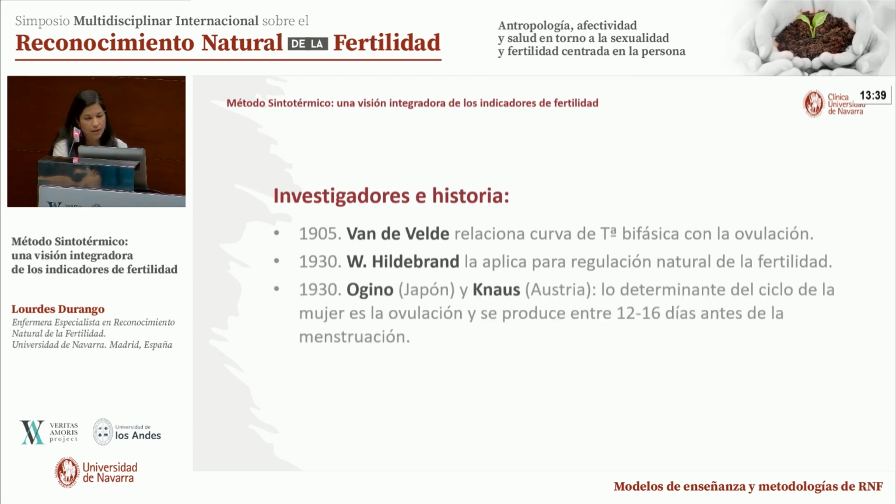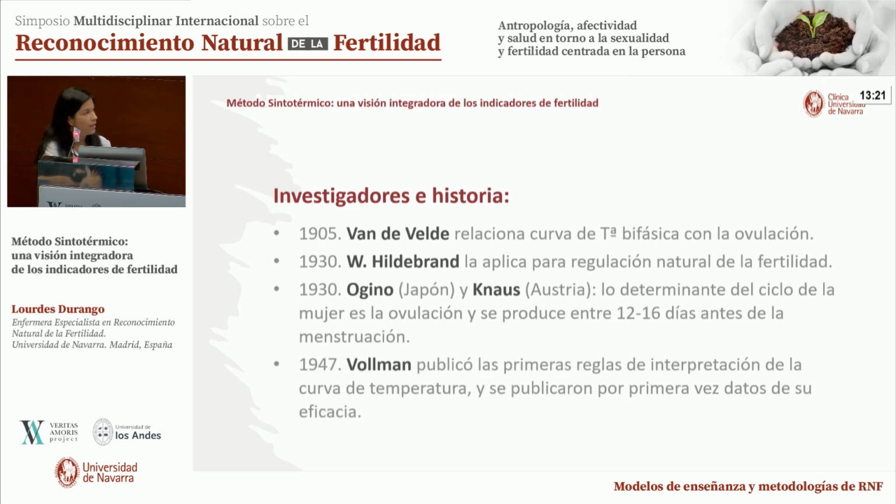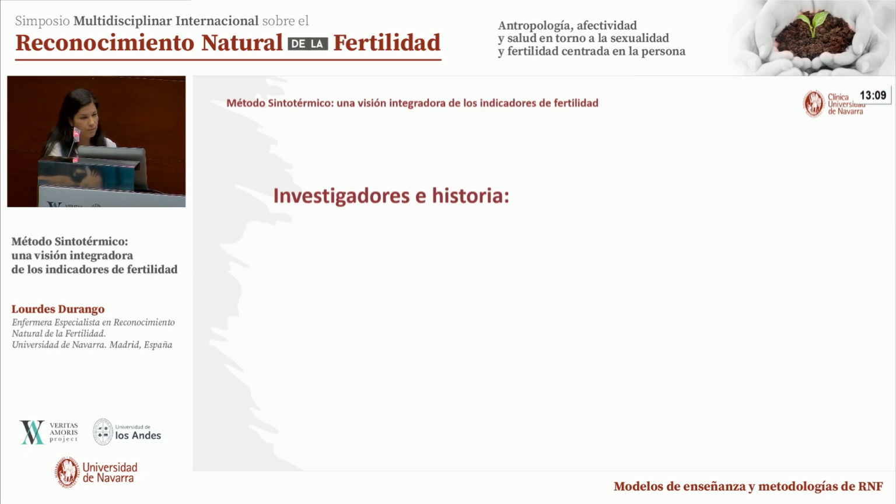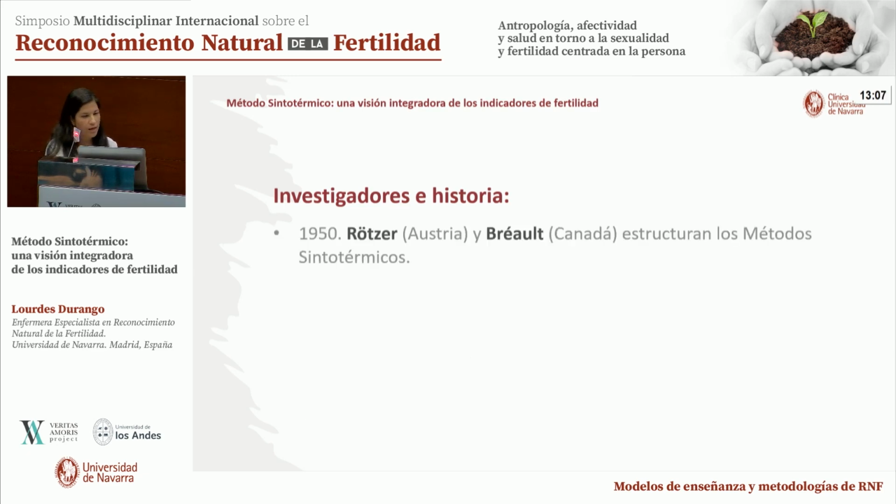In the 30s, two gynecologists from different countries, Dr. Ogino from Japan and Dr. Knaus from Austria, reached the conclusion that in the cycle, the determining fact was ovulation, which takes place between 12 and 16 days before menstruation. In 1947, Vollmann published the first rules for interpreting the temperature curve. And that year, they also published for the first time the data about its efficacy.